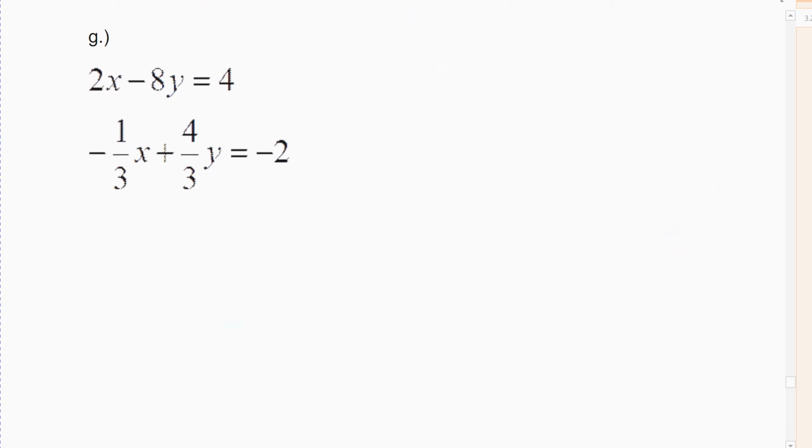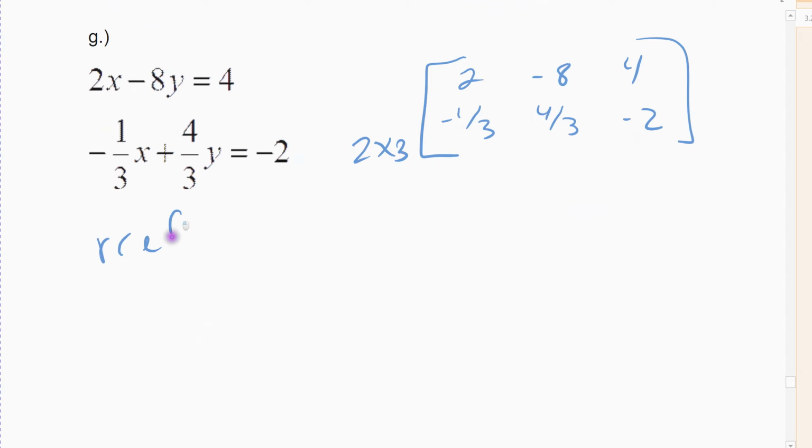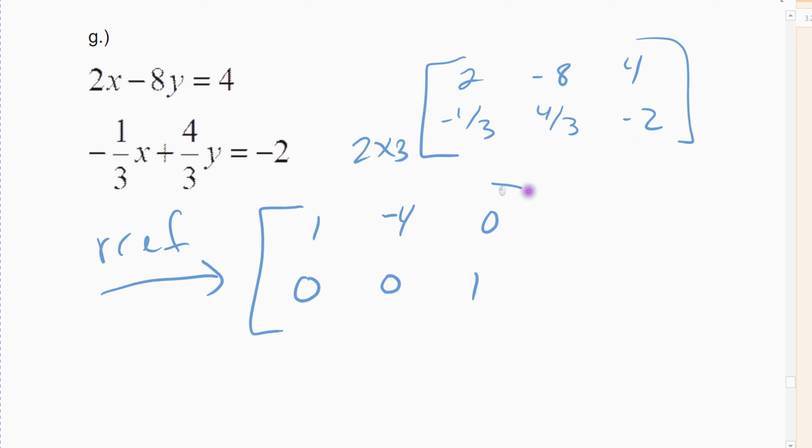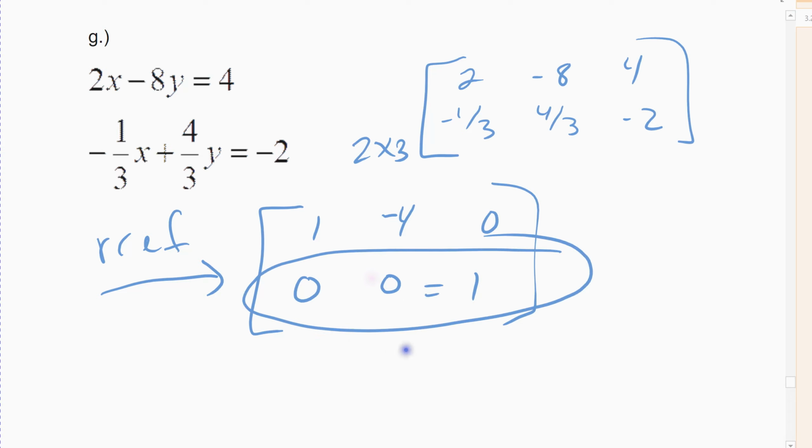Alright, G. So still a 2 by 3. My first row is 2, negative 8, 4. My second row is 1/3, negative 4/3, negative 2. REF. So plug it in my calculator, row reduce. And you should get 1, negative 4, 0 in the first row, 0, 0, 1. And as soon as you get this, that's saying 0 equals the constant 1. False. No solution.